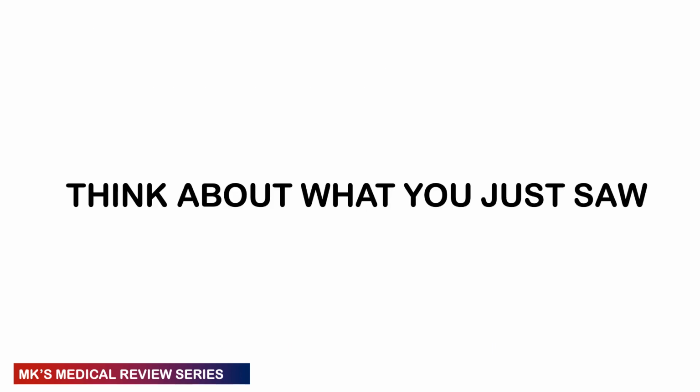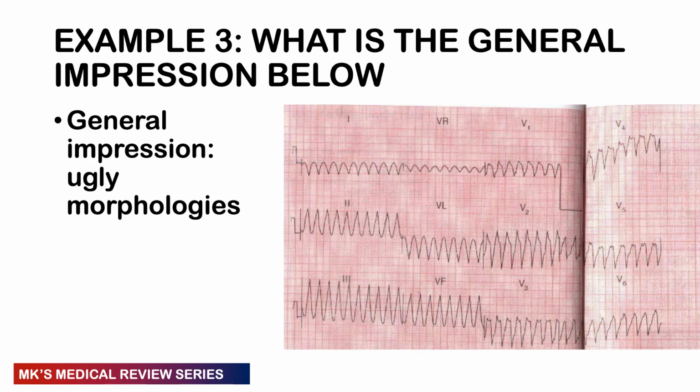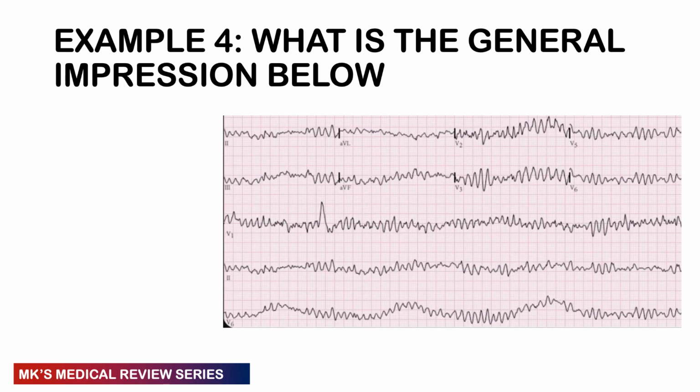So think about what you just saw. Is it a very fast morphology, very slow morphology, or ugly morphology? So this is an ugly morphology. Again, this is just the general impression of the ECG. As you can see here, there are these zigzag patterns that you can see everywhere. So these are broad QRS complexes. Okay, next one.